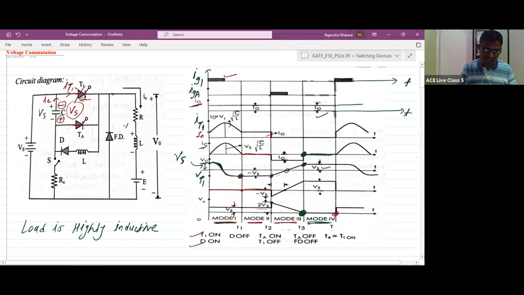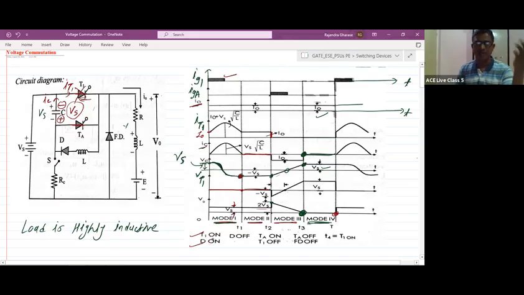Our capacitor will discharge through the load. Okay, the capacitor will discharge through the C, T-A, load, Vs, and again back to the C. In this loop, the capacitor will discharge. But in this loop, when the capacitor discharges, IC is constant now, because it is discharging through the load and the load current is constant. So that's why your capacitor current will be constant.